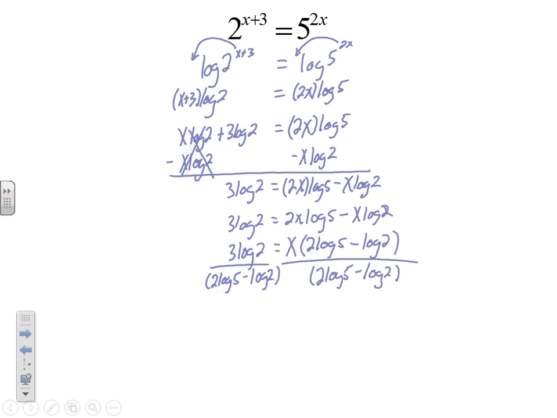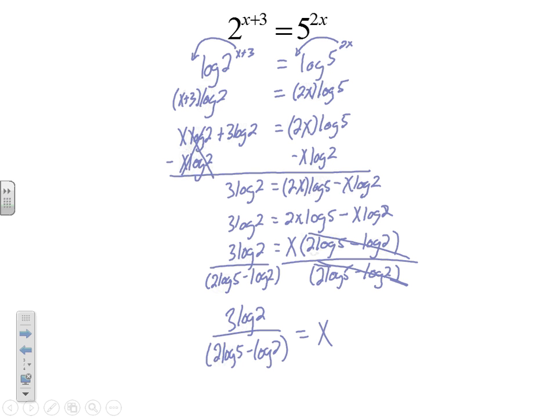So on the right side, anything divided by itself simplifies to be 1. So now I have 3 times the log of 2 divided by this whole long thing, the 2 times log of 5 minus the log of 2, to be equal to x. And so again, at this point, we would consider this to be an exact answer.